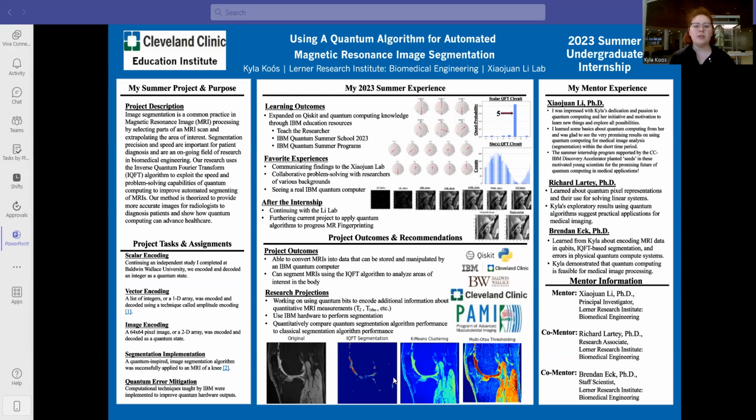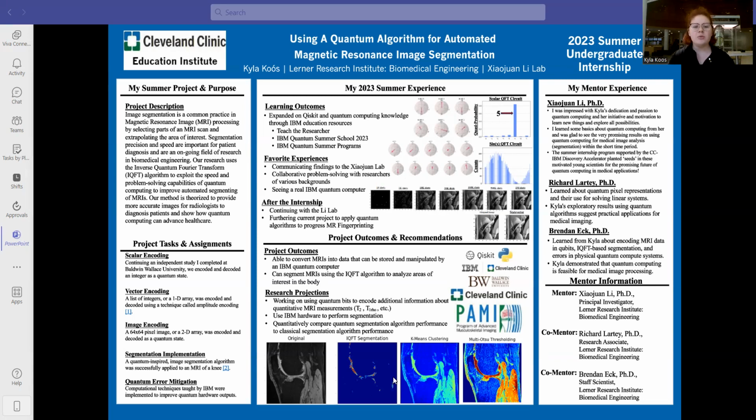Moving in the future, we're working on using qubits to encode additional information about quantitative MRI measurements. So instead of encoding grayscale values like the IQFT algorithm uses, we want to encode T1, T2, and other physical attributes of MRIs. Like I said before, we also want to use this algorithm on IBM hardware, which may make things more precise. It might speed things up a little bit if we have all of these different dimensions, such as T1, T2.